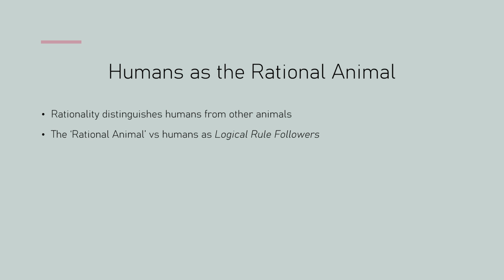So it's important to distinguish these two uses of rational: us as the rational animal, which is a broad sense of rational and is compatible with mistakes and errors and getting things wrong, versus this idea of humans as logical rule followers, where the failure to follow the logical rules seems to be a problem of deficient rationality.